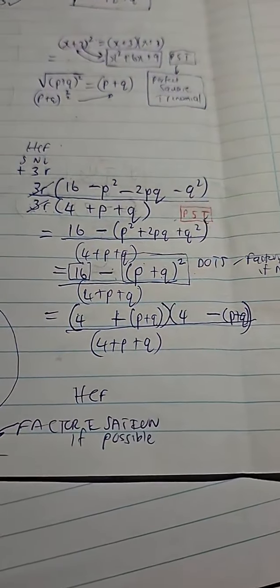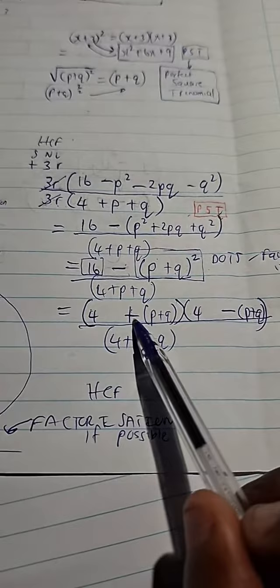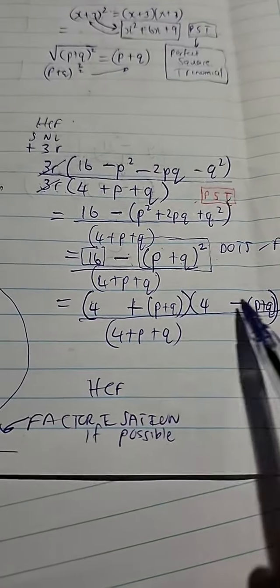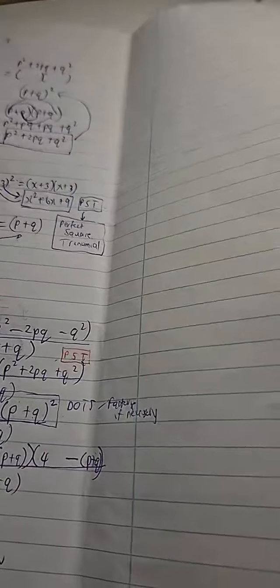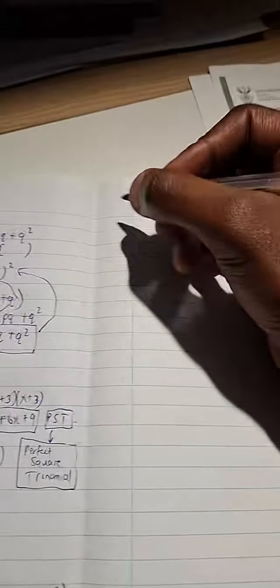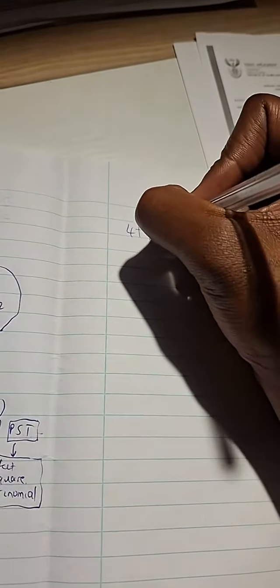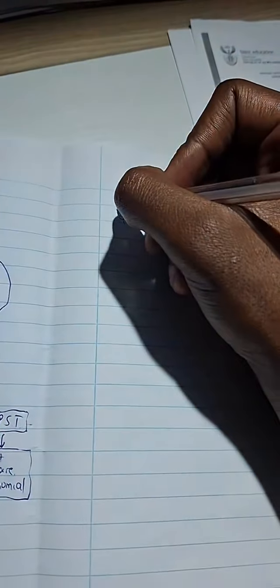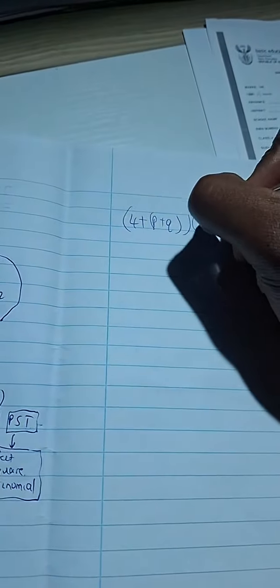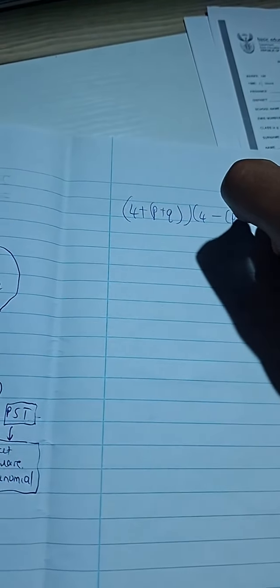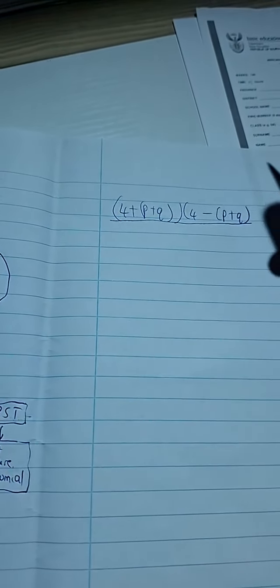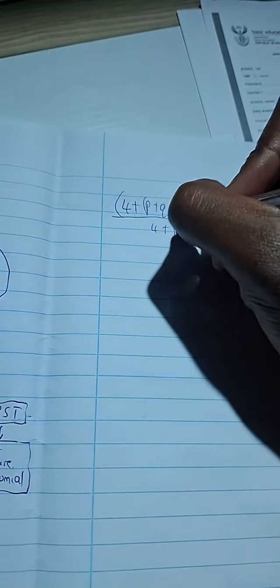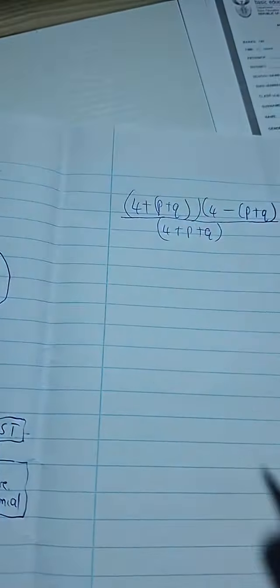Then inside each bracket, we are going to remove this little bracket for each second term. Now check me out as I remove each bracket for each second little term. So I have 4 plus p plus q. Remember that was like this. Then I have 4 minus p plus q, it's all over what? All over 4 plus p plus q in brackets.